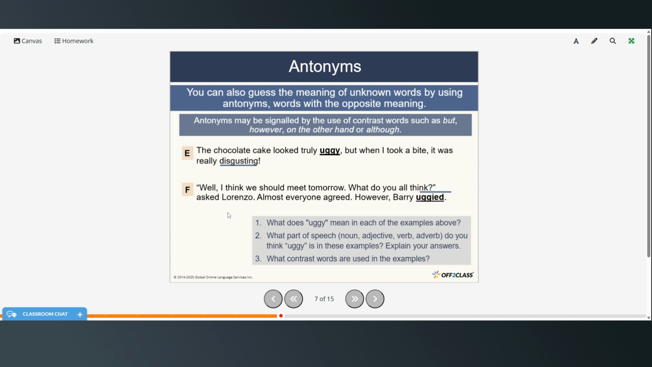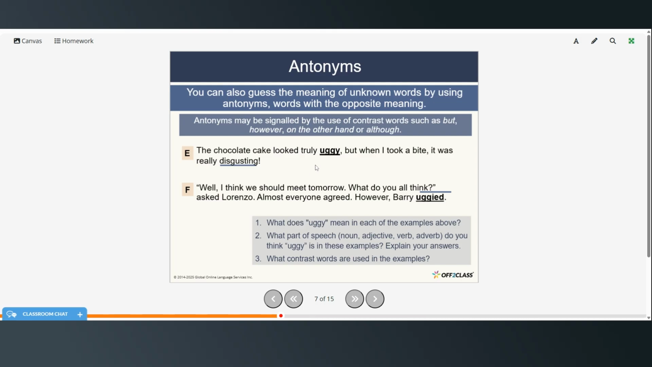And well, I think we should meet tomorrow. What do you think? Asked Lorenzo. Almost everyone agreed. However, Barry agreed. So here, almost everyone agreed, but Barry is doing the opposite, so he is disagreeing. So here, agreed means to disagree.